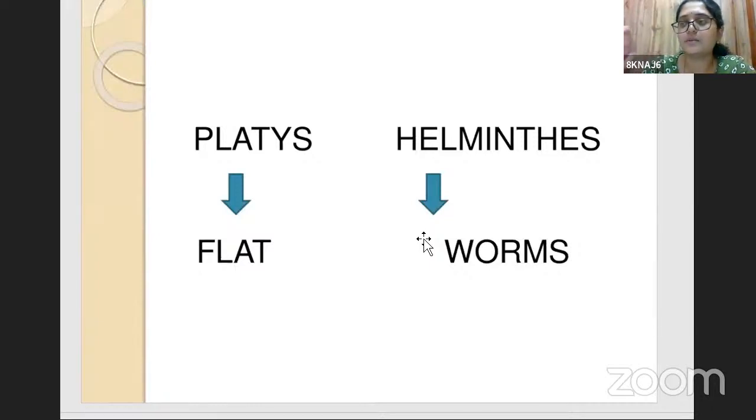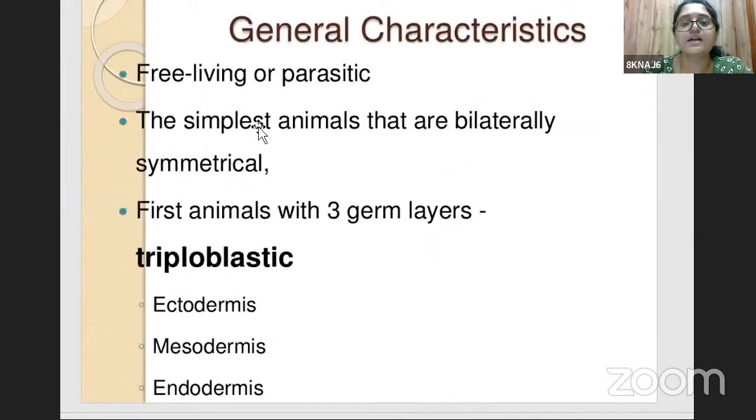You have an amoeboid or gelatinous mesoglea in between, but you do not have a particular layer as such, which is known as the mesoderm. But in Platyhelminthes, you have 3 layers: ectoderm, endoderm, and mesoderm. We'll get to that. So they are free living or parasitic. They're bilaterally symmetrical with 3 germ layers. That is why they're known as triploblastic.